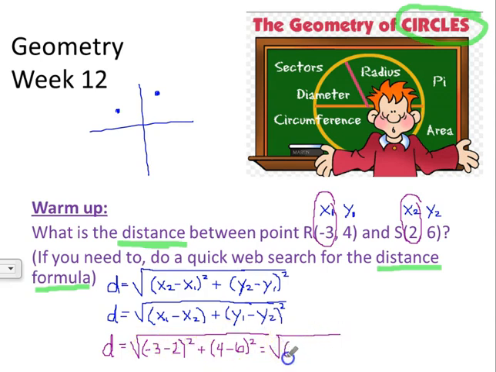So let's start simplifying. -3 minus 2, that's -5. I'll square that in just a moment, and then I'm going to add to that 4 minus 6, which is -2. I'm going to square that.